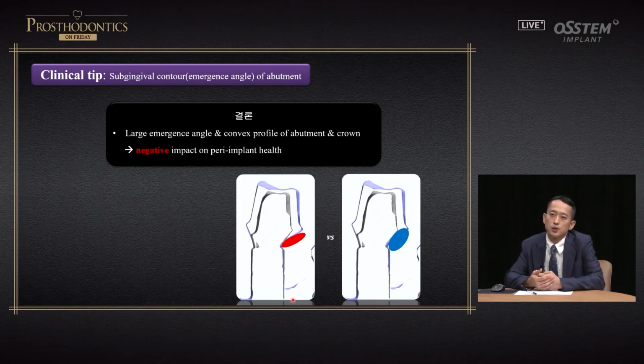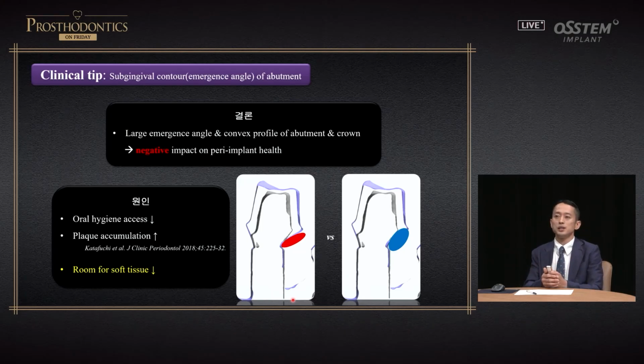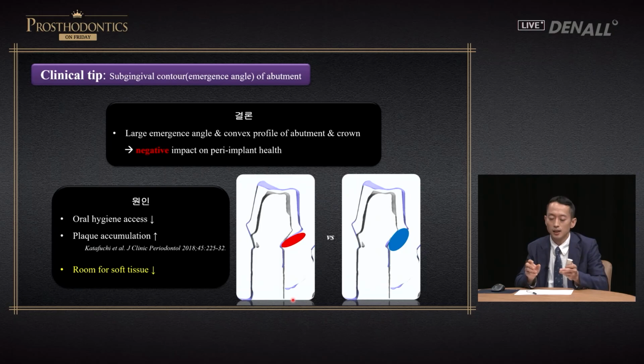Let's look back at the study of 2018. The convex and big emergence angle leads to poor oral hygiene. Plaque can accumulate easily, and the possibility of implantitis goes up. I entirely agree. I would like to add one more thing as mentioned. Such contour can excessively pressure the soft tissue or invade soft tissue space.